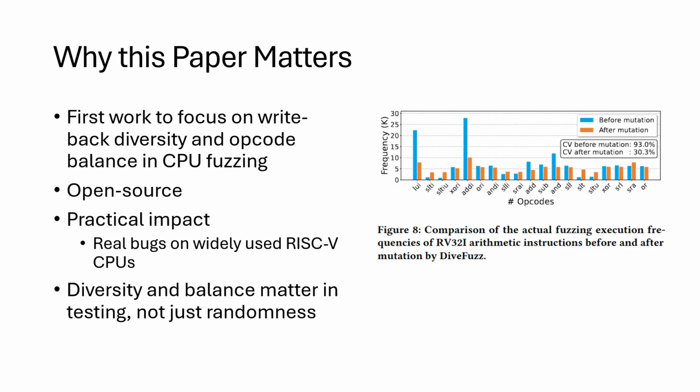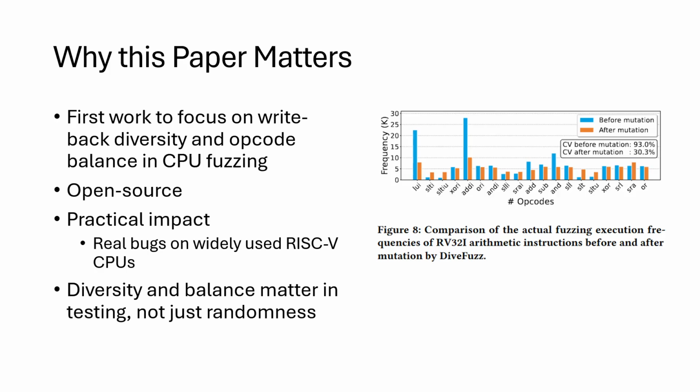So why does this paper even matter, really? Well, firstly, it's the first work, according to the authors, to systematically address write-back diversity and opcode balance in CPU fuzzing. Previous fuzzers focused on other aspects but missed this opportunity to improve the balancing and diversity features in CPU fuzzing. Secondly, it's open source, so the code is available on GitHub. Researchers and engineers can use it, build upon it, and potentially migrate this to other platforms other than RISC-V, like ARM or x86 maybe, and hopefully find other bugs that were missed in hardware.